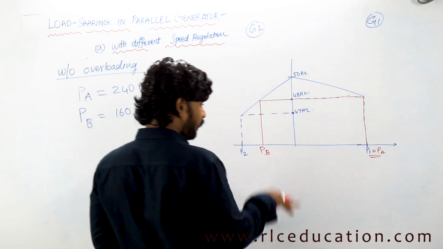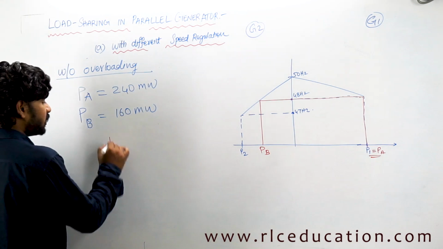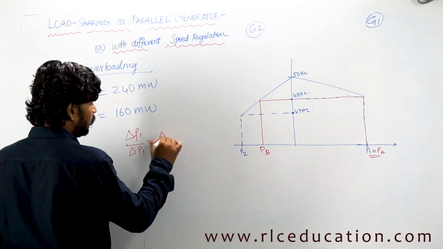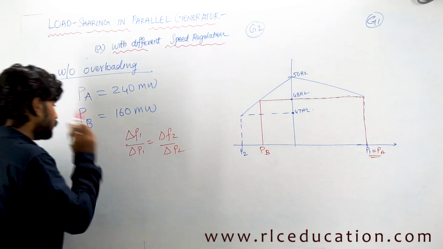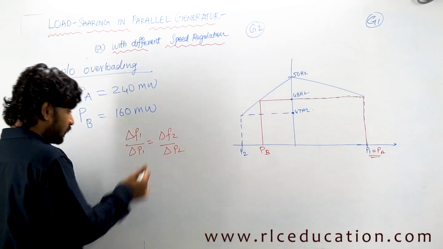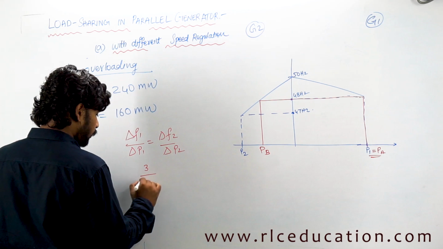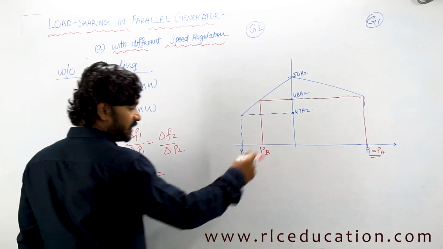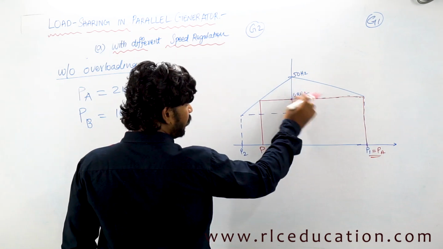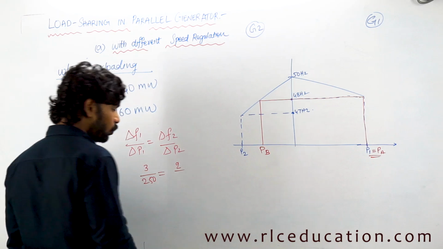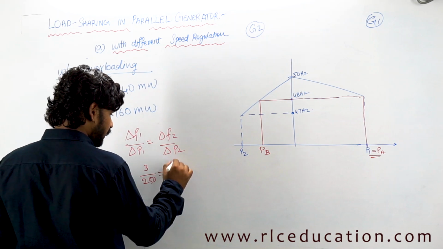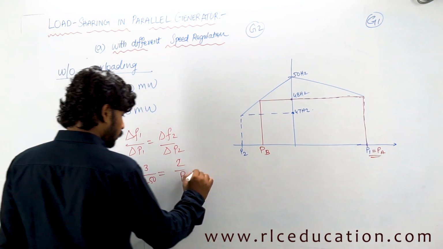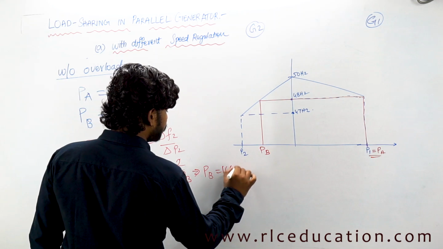So that can be determined by this kind of a formula. I want to find out what is the load shared by the second generator. So again come back to the fundamentals, that is delta F1 by delta P1 would be equal to delta F2 by delta P2. Delta F1 by delta P1 is nothing but the regulation of the first generator. So for the second generator, that is 3 by 250, equal to the change in frequency. The change in frequency would be the change in frequency for the first generator only, because the first generator is the one getting overloaded, so that would be equal to 2 by P2, which is nothing but PB that can be supplied. If you solve this, I get PB equal to 166.6 megawatts.